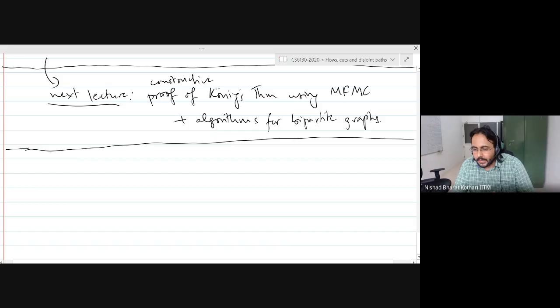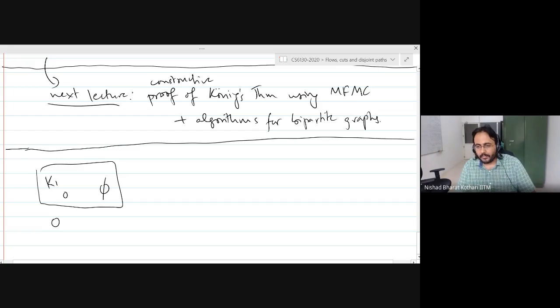Number of matchings in K1. So let's think about this, Pappu. So let's look at K1. What is the maximum number of edges you can find that do not share any vertex? Zero, right? So what is a matching then? It is the empty set, right? So K1 has only one matching, which is the empty set. Yeah. Any other questions?